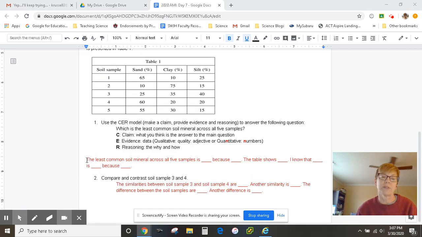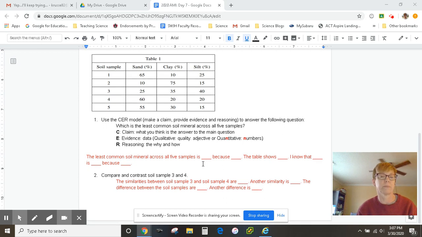If you need a sentence frame to start, it's the least common soil mineral across all 5 samples is what, because what. So pick sand, clay, or silt, and then tell me why you think that is the most common out of all 5 samples. You might say the table shows me blank. I know that blank is blank because blank, a lot of blanks. But it just gives you a frame to kind of get your thoughts started. Remember, you don't have to use these sentence frames, but sometimes they're really helpful in case you're stuck and don't really know how to start.